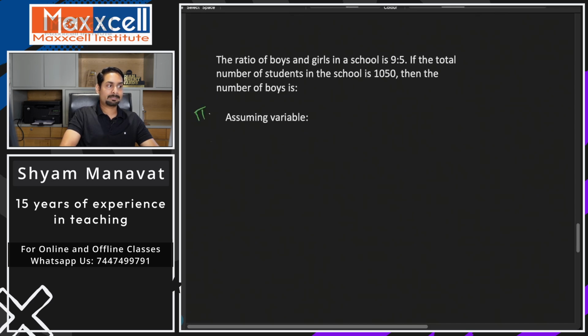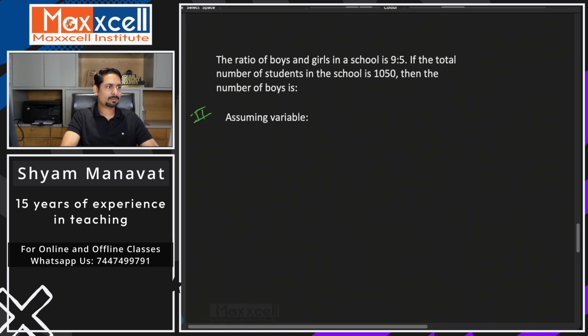Learn all these 3 methods because they are situational. In one situation, one method will work faster. I will explain in which situation which method will work faster. That's where you will learn shortcuts in ratio. So next is the assuming method.